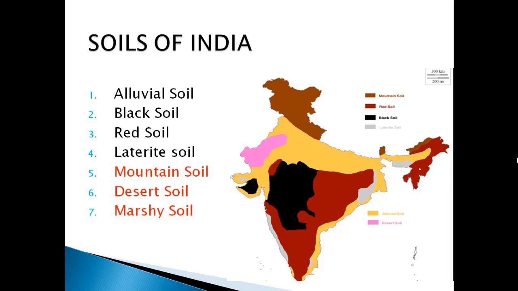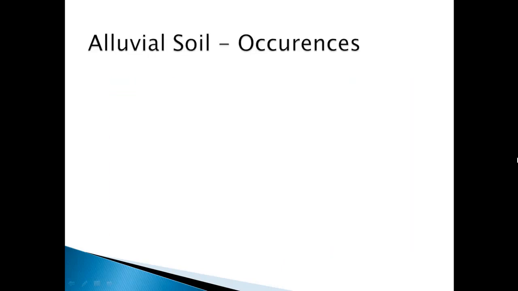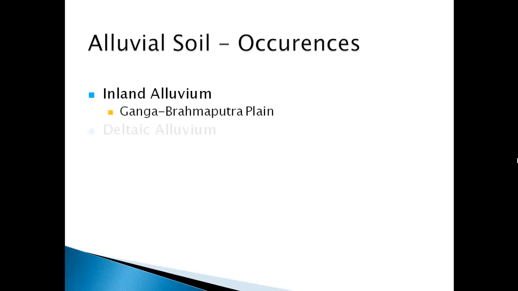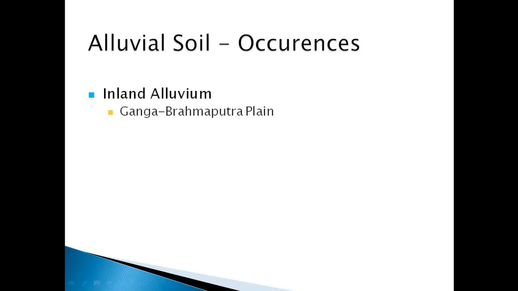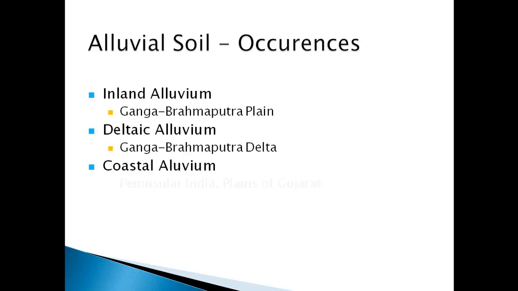We'll take the first one, alluvial soil. Alluvial soil occurrences. Alluvial soil occurs as inland alluvium, deltaic alluvium and coastal alluvium. Now we'll learn about the occurrences of alluvial soil. Inland alluvium, deltaic alluvium and coastal alluvium. These are the three different occurrences of alluvial soil at different geographical locations.